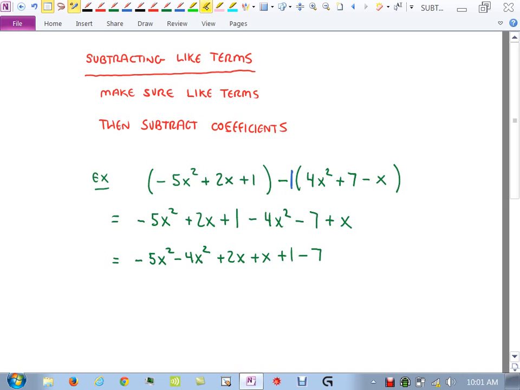And now I'm going to look at the coefficients. -5 for the first one, and then take away 4. So what's -5 take away 4? -9, okay, x squared. And then on the next one, I'll have +2, and what's the number in front here? +1, so that'll be 3x, good. So plus 3x, and then of course 1 take away 7 is -6. And that's it.